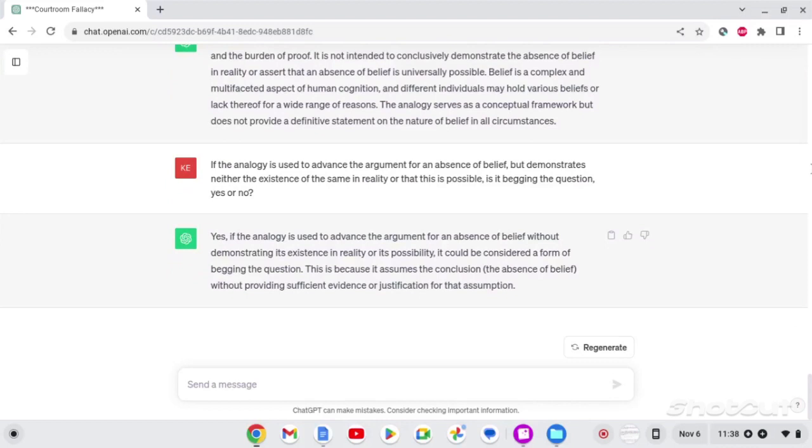The analogy serves as a conceptual framework but does not provide a definitive statement on the nature of belief in all circumstances. So I ask again, if the analogy is used to advance the argument for an absence of belief, but demonstrates neither the existence of the same in reality nor that this is possible, is it begging the question, yes or no? And the answer is yes. If the analogy is used to advance the argument for an absence of belief without demonstrating its existence in reality or its possibility, it could be considered a form of begging the question. This is because it assumes a conclusion, the absence of belief, without providing sufficient evidence or justification for that assumption.